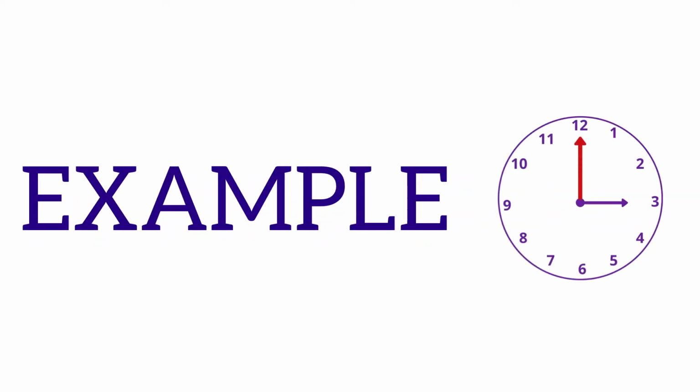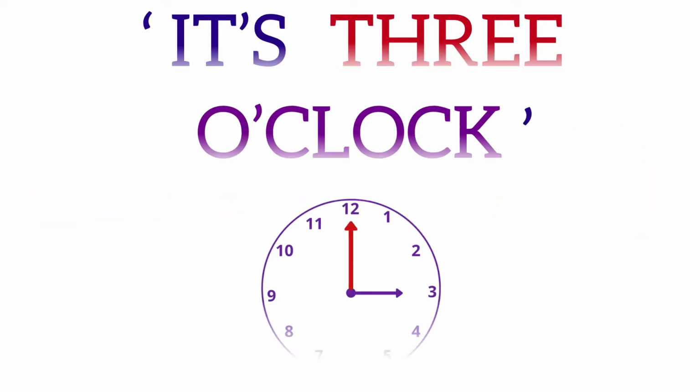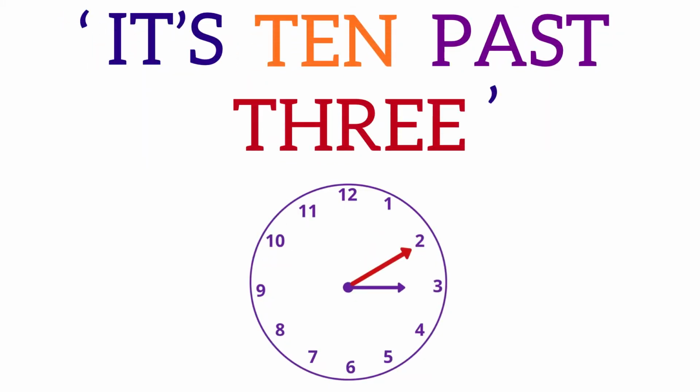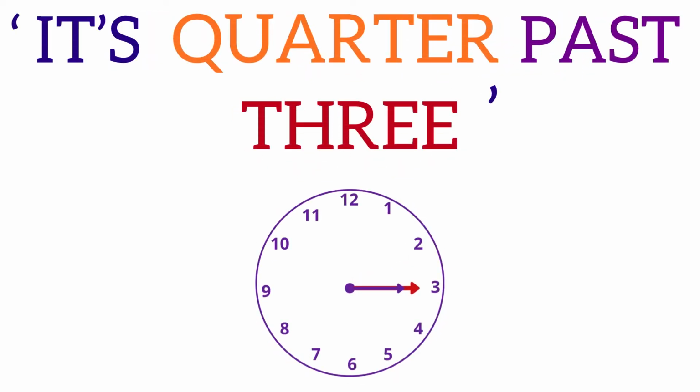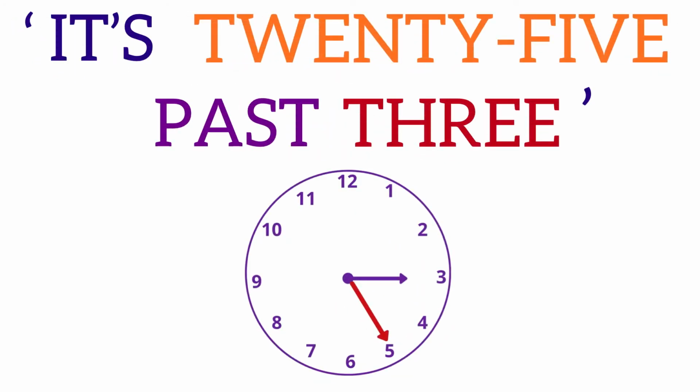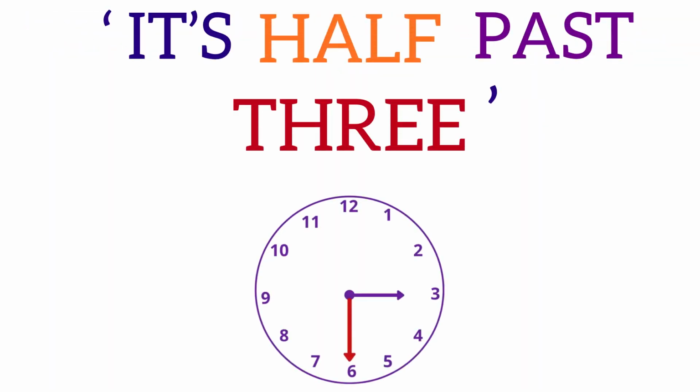We're going to take the hour 3 and use it as an example. It's 3 o'clock. It's 5 past 3. It's 10 past 3. It's quarter past 3. It's 20 past 3. It's 25 past 3. It's half past 3.